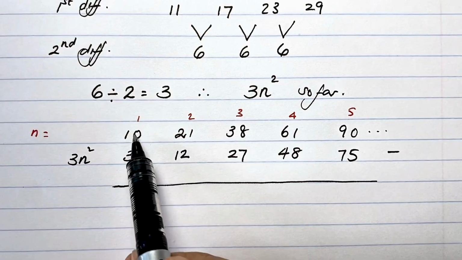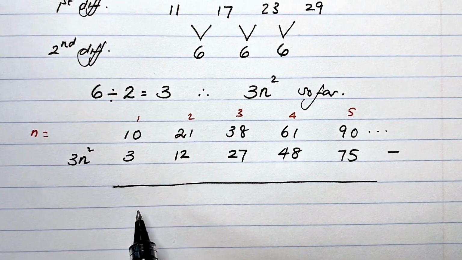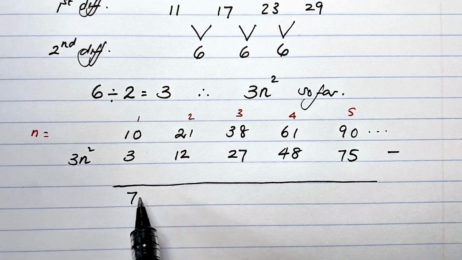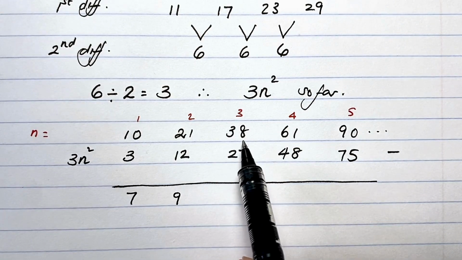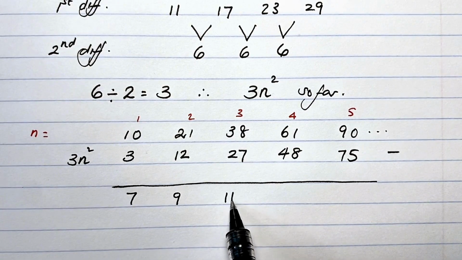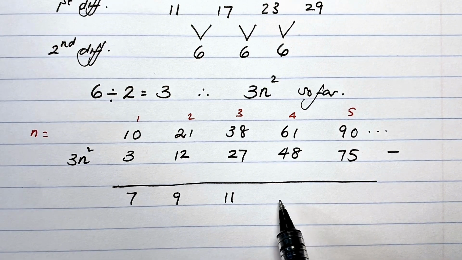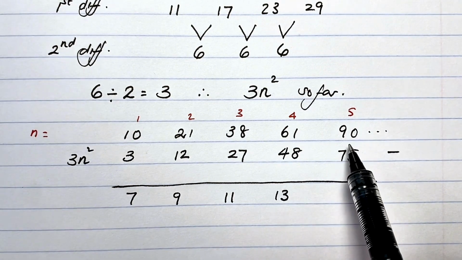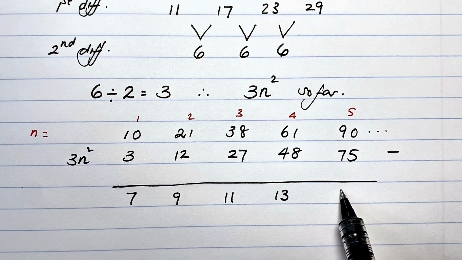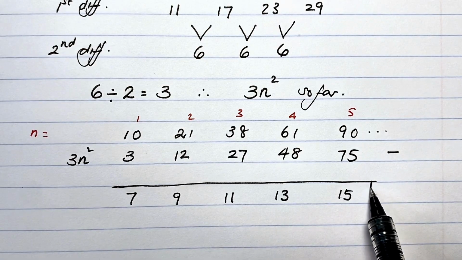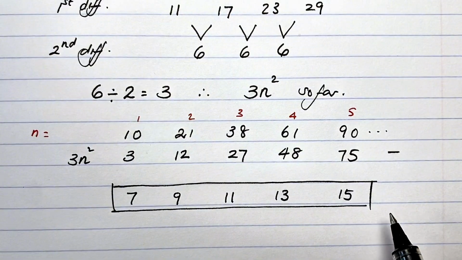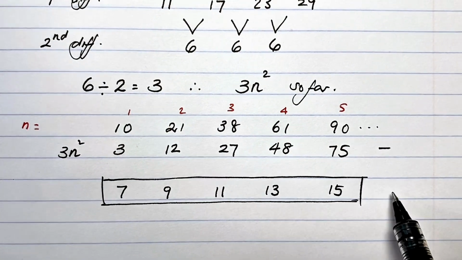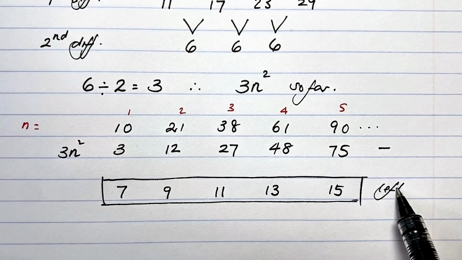So these are my leftovers now. 10 take away 3. 21 take away 12. 38 take away 27. 61 take away 48. And 90 take away 75. I call these my leftovers or the remainders. So say leftovers.